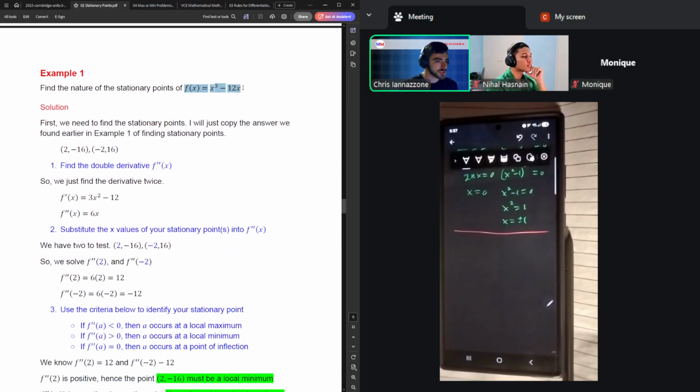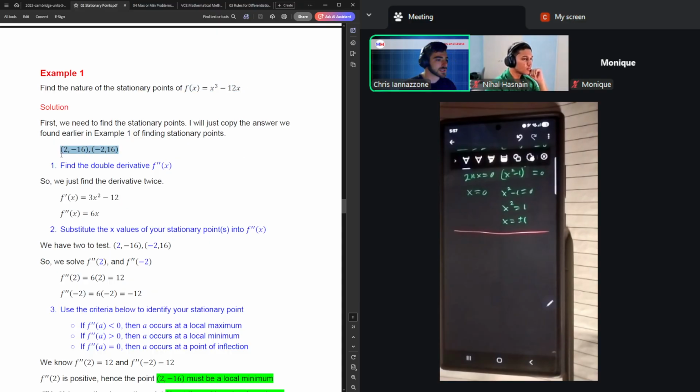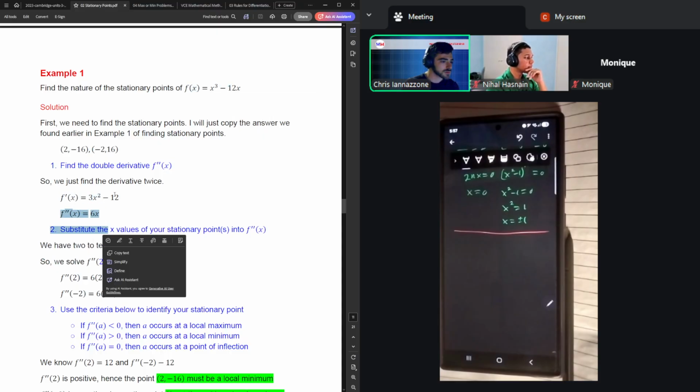So I'm using the same function that we had in the previous example one. We already now have those stationary points. Double derivative of this. So as a reminder, first derivative came from here. Second derivative, you're now finding the derivative of that function.